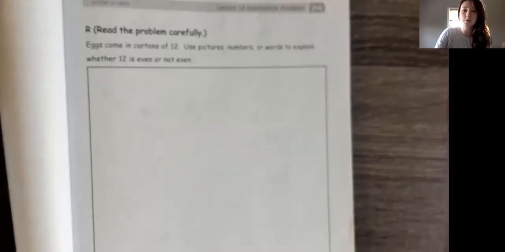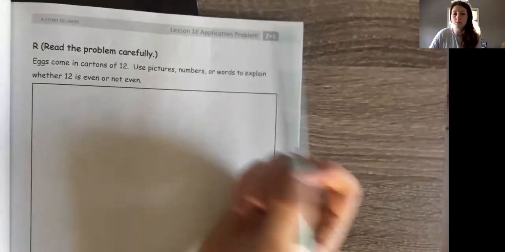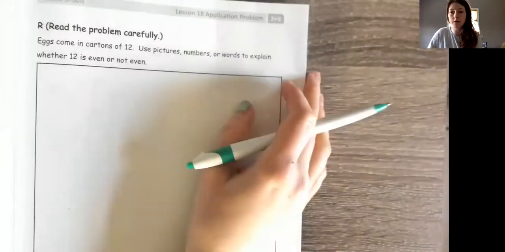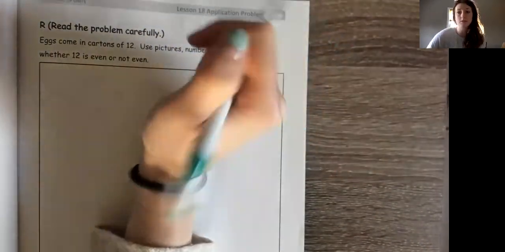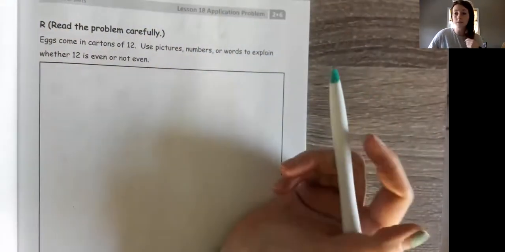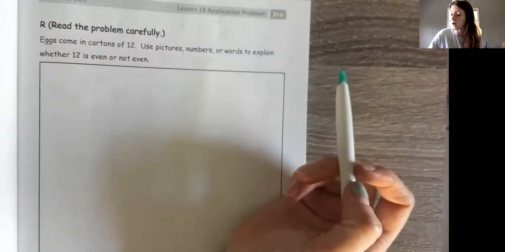Hi friends, I'm going to go over your application problem for today. We are on lesson 18 application problem, which is page 105 in your math workbooks. Now today's application problem is a little bit different than normal, so I want us to make sure that we're really paying attention to what the problem is asking us to figure out.